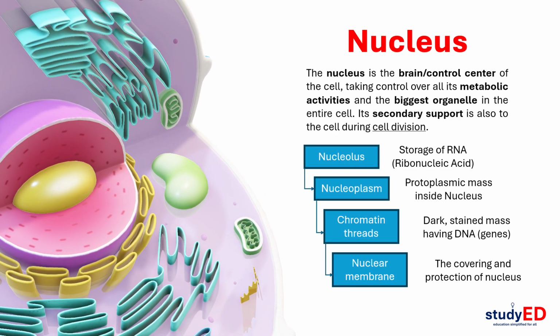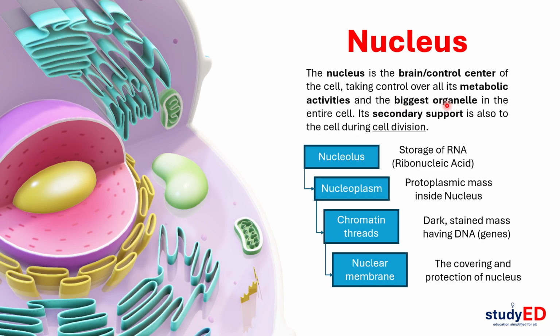Our first organelle is the nucleus. In short terms, it's the brain or the control center of the cell, and it takes control over all its metabolic activities, and it's also the biggest organelle in the entire cell. This is just like how the motherboard is the brain of the computer. Similarly, the nucleus is the brain or the control center of the cell, and it controls all the metabolic activities. Activities that involve energy and metabolism are controlled by the nucleus, and it's also the biggest organelle in the entire cell.